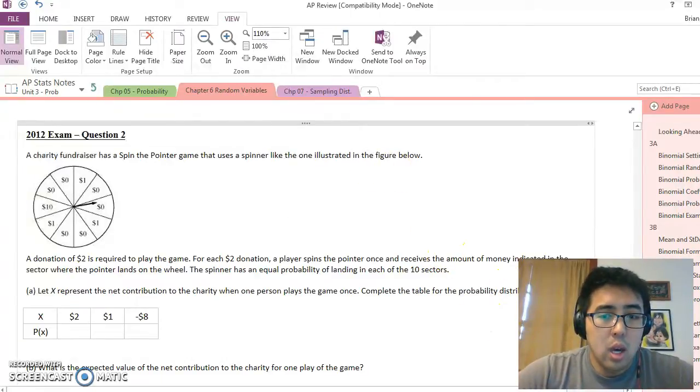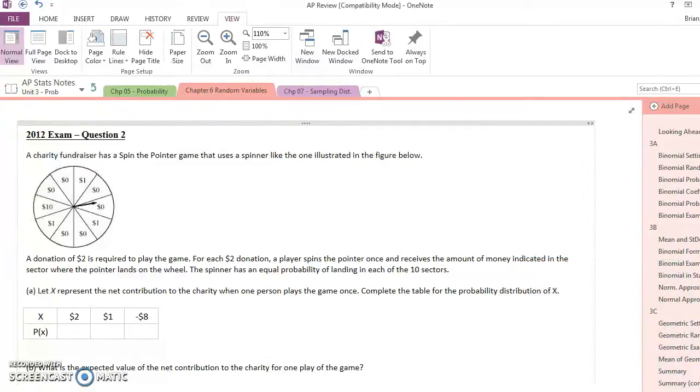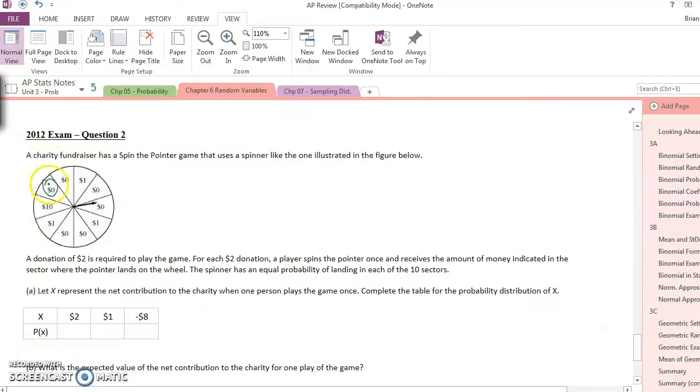So if that's the case, then we have 6 spaces, I believe, that would make the charity earn $2. So that's 0.6. And where the charity pays out $1, or in other words, the charity gains $1, right? Because the person pays $2 to play the game, would be 0.3. And then the charity loses big if it lands on the $10 one, which would be 0.8.